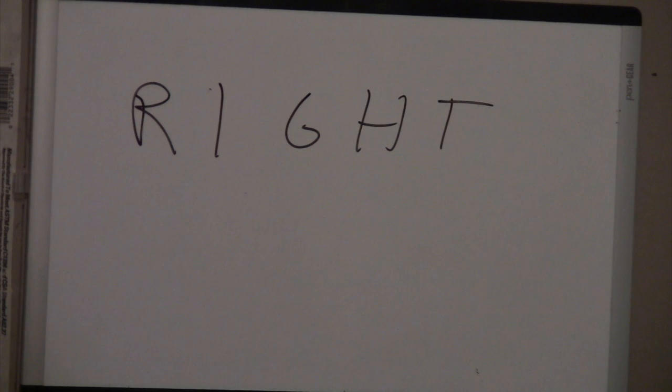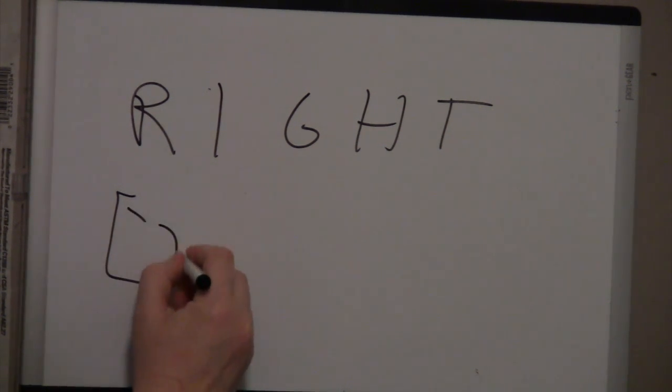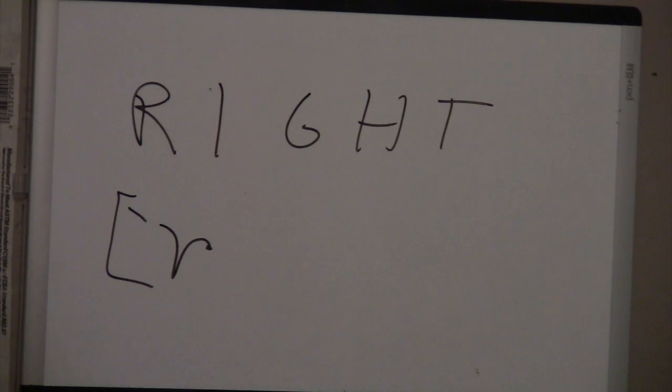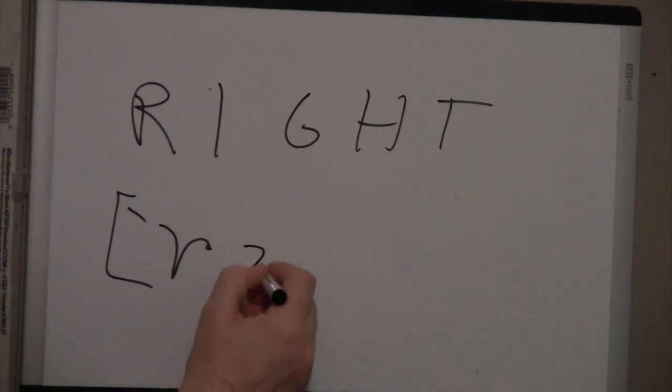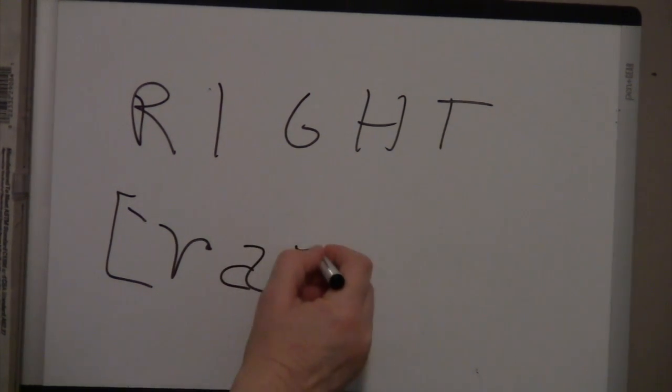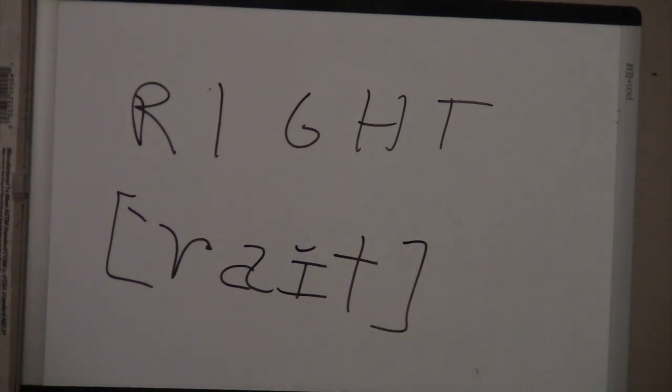Now we're going to transcribe some words using the diphthongs. We're going to transcribe the word "right." The first sound you hear is an R sound, a consonant R. Now, the next sound you hear is an I. That G and that H, even though they're in the spelling, have no bearing on the pronunciation of the word. It's just R, I, T. Right.